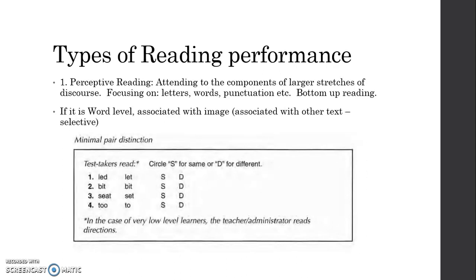So the first type of reading performance that we have is called perceptive reading. Careful with all these terms, it gets really confusing as some of their names mean different things in speaking or listening or reading. Perceptive reading. This means attending to the components of larger stretches of discourse, focusing on letters, words, punctuation, etc. So basically, here we're talking about bottom-up reading, looking at the details first. At a word level, probably, can be associated with an image or associated with, if we associate it with other text, that will be selective, which you'll see here soon.